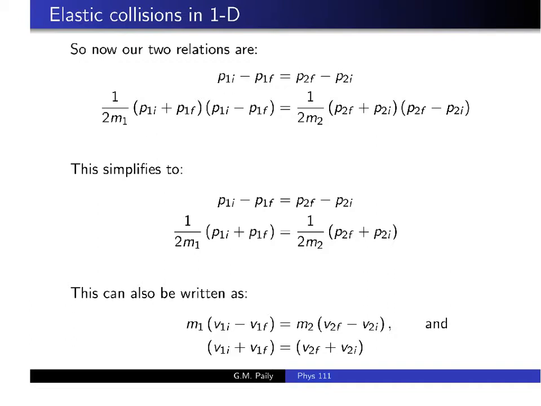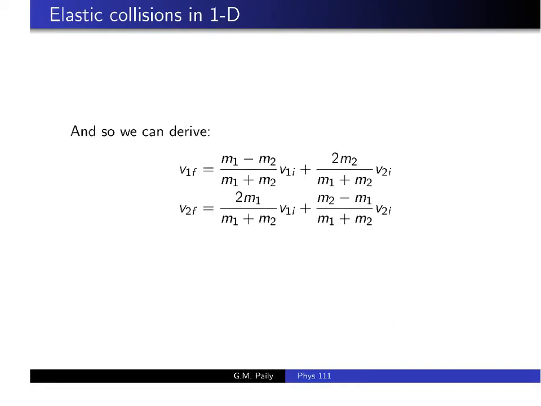Now remembering that P is equal to mv, the momentum relationship becomes this, and after cancelling out the 1/2 and plugging in P equals mv, the kinetic energy relationship has now become this. At this point, we have two equations and two unknowns, so we can solve them and derive these two relations. This gives V1 final in terms of the masses and V1 initial and V2 initial. And this gives V2 final in terms of the masses and V1 initial and V2 initial.